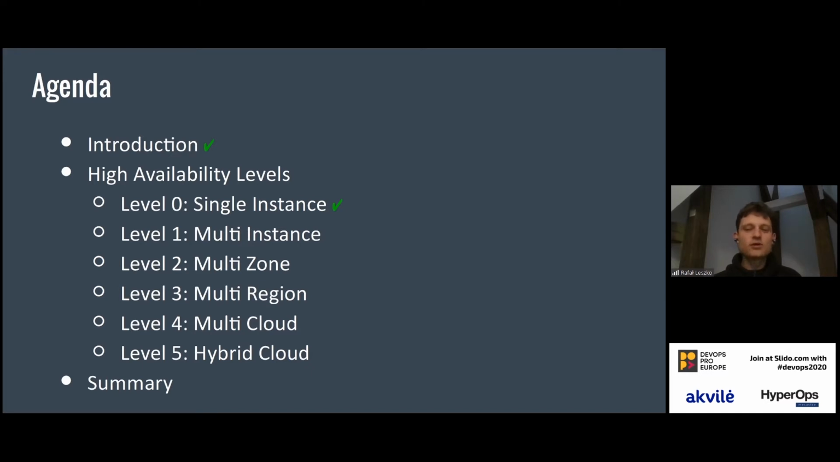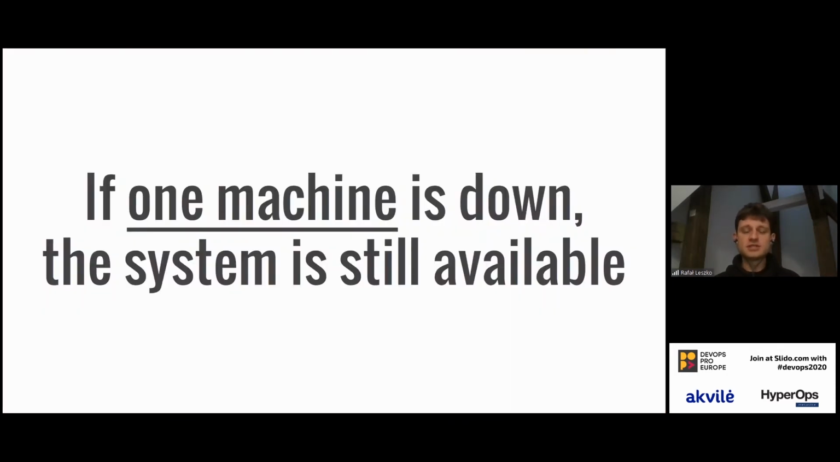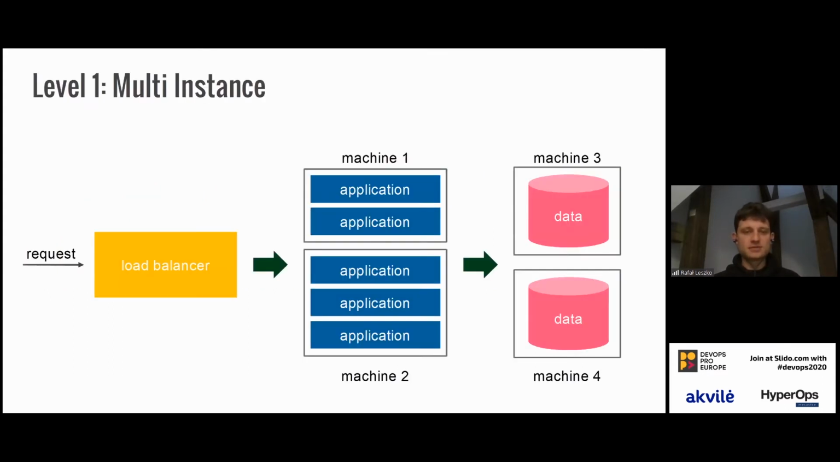So let's walk straight into level 1 of high availability, which is multi-instance. Multi-instance means that if one machine is down, the system is still available. As simple as that. This is the diagram of our architecture. A request goes to the load balancer. It forwards to stateless applications deployed on multiple machines, and they use stateful data stores which are deployed on different machines.